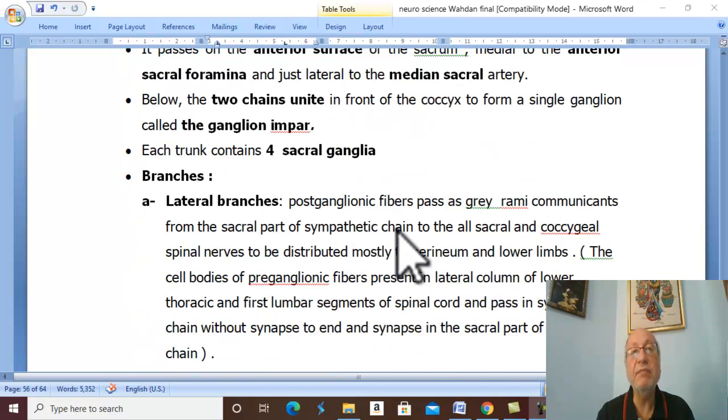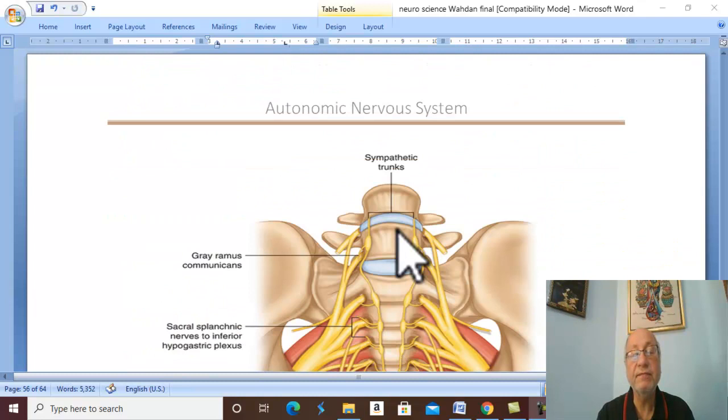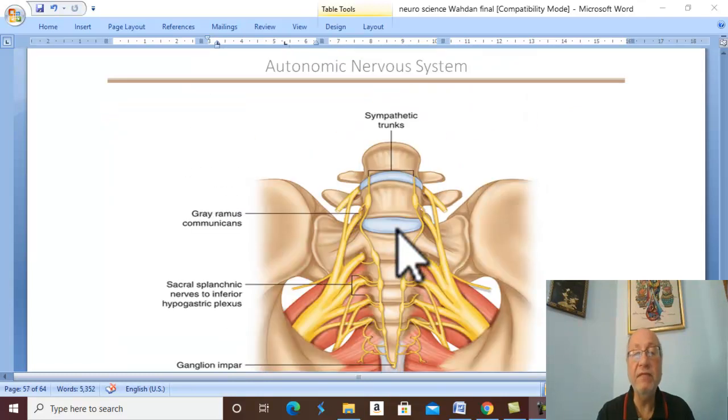What is the parasympathetic supply of the pelvis? The parasympathetic supply of the pelvis is derived from the sacral parasympathetic outflow. The cell bodies of this outflow, as we know from previous videos, are present in the lateral column of the S2, 3, and 4 spinal cord segments.